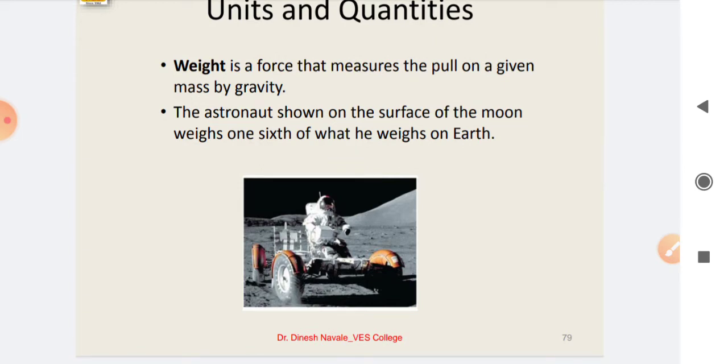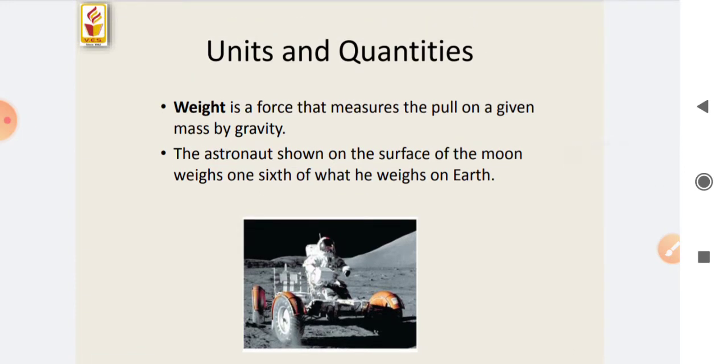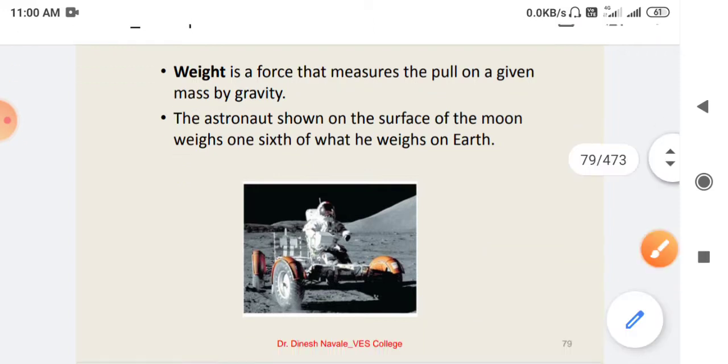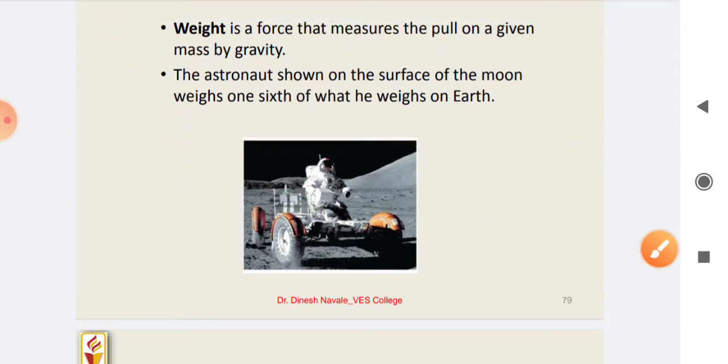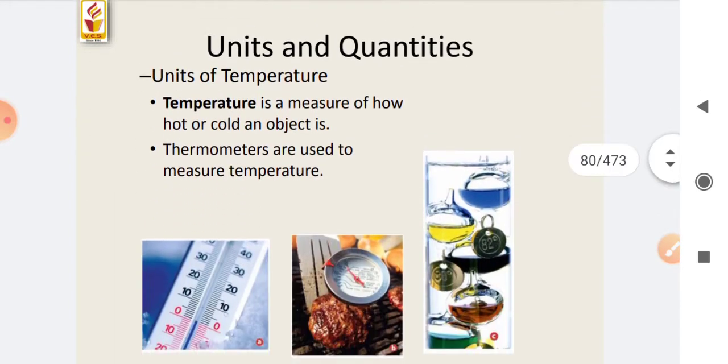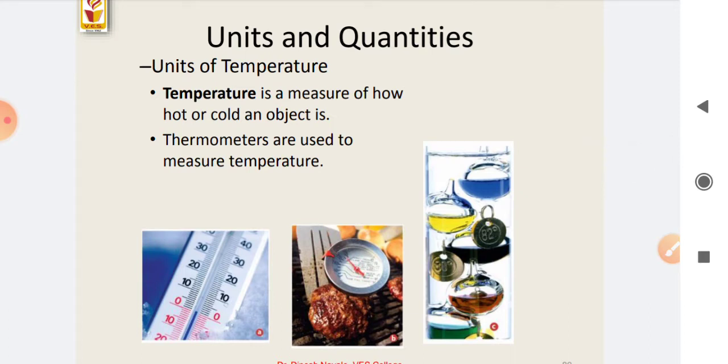As we have seen earlier, what is weight? Weight is nothing but the force acting on the given mass. So weight is the force that measures the pull of gravity. The astronaut shown on the surface of the moon weighs 1/6 of that on the earth. Why is it so? Because the earth has a higher gravitational force than the moon, and the factor is 6 for the conversion of earth to moon. The factor of 6 we need to incorporate for the change in gravitational force.